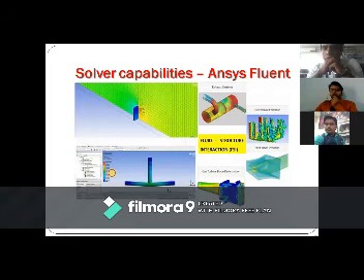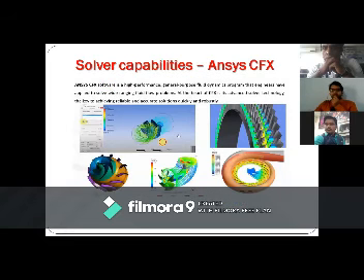Solver capability CFX. This is the Ansys CFX solver. Ansys CFX software is a high performance, general purpose fluid dynamics program that engineers have applied to solve wide ranging fluid flow problems. At the heart of CFX is its advanced solver technology, the key to achieving reliable and accurate solutions quickly and robustly.